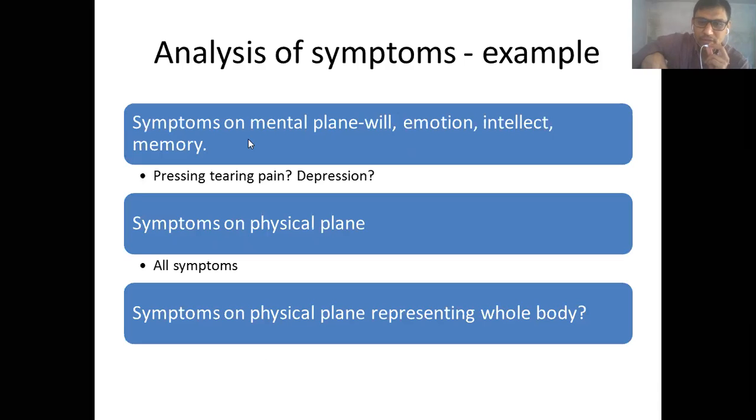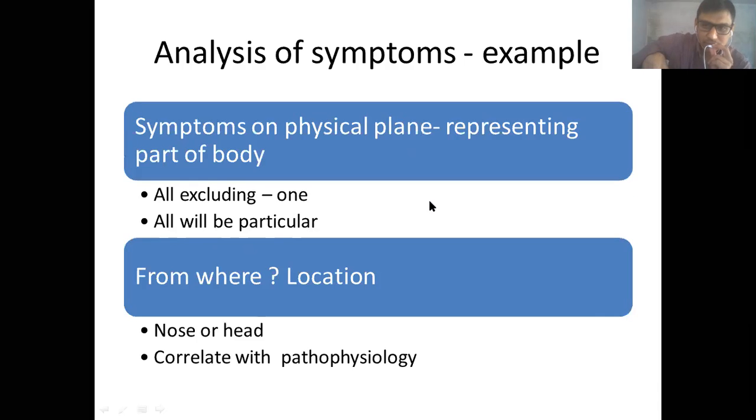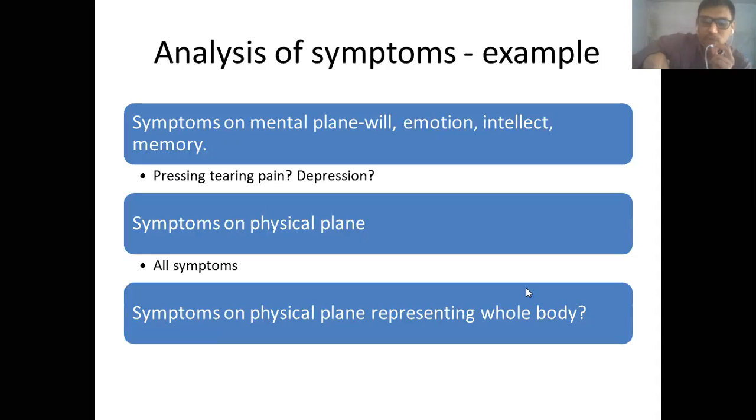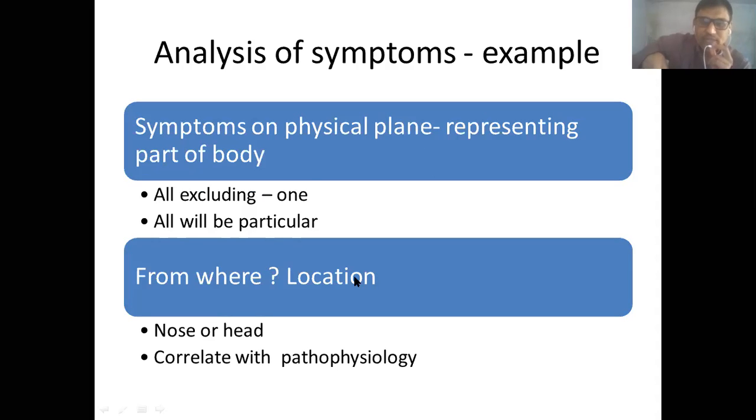We have understood symptoms on the mental plane. We have understood symptoms on the physical plane. We have also understood symptoms on the physical plane representing the whole body: the patient is chilly. Then out of all the symptoms, excluding chilly, depressed and dizzy, the rest of the symptoms are particular symptoms. Understood this? Only dizzy, depressed and chilly are related to the whole body, appearing on the mental plane and physical plane.